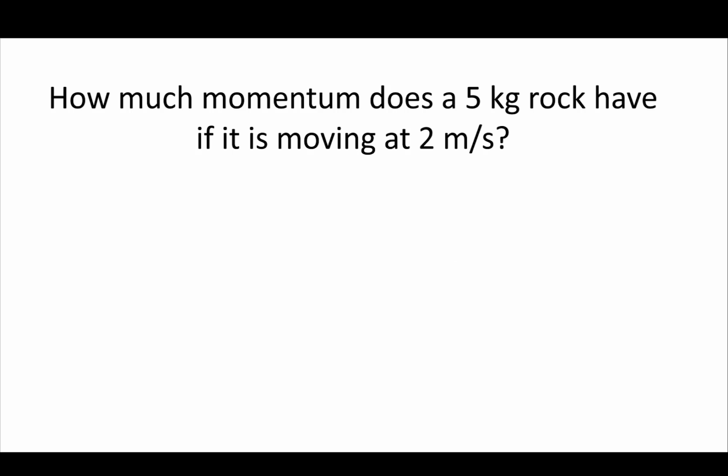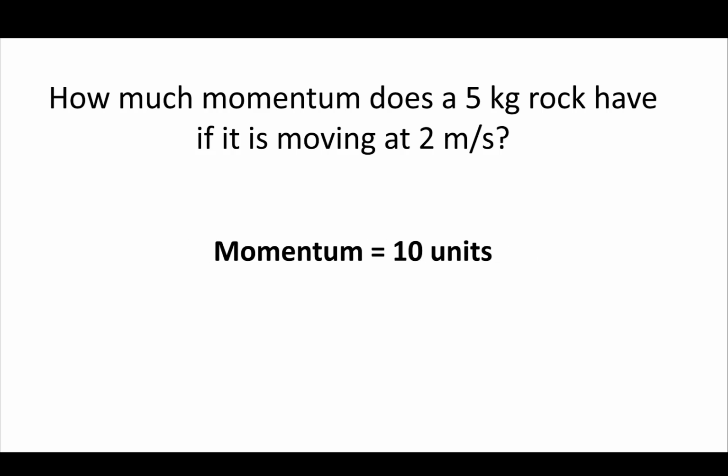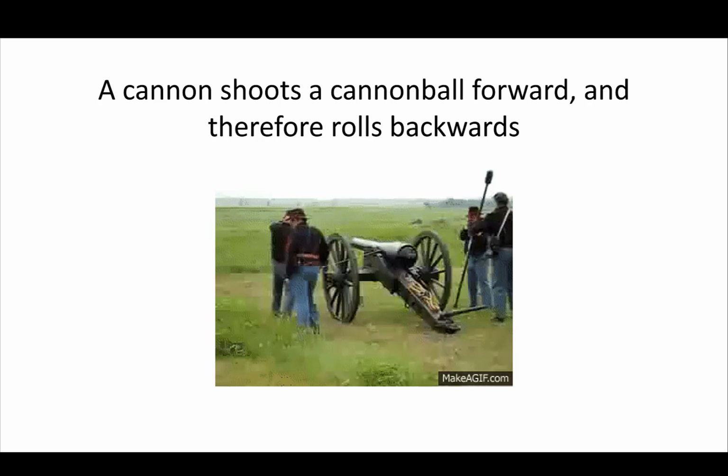For example, how much momentum does a 5 kilogram rock have if it's moving at 2 meters per second? Well, momentum is mass times velocity, so you take the mass of the rock, 5 kilograms, times the velocity, which is 2 meters per second, and you get 10 units. And the units of momentum are kilograms times meters per second. So that's how much momentum you have in this rock.